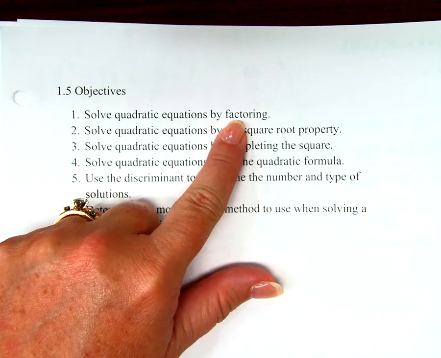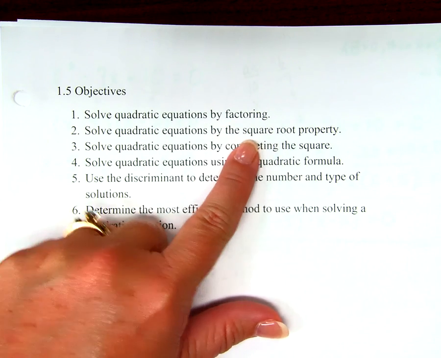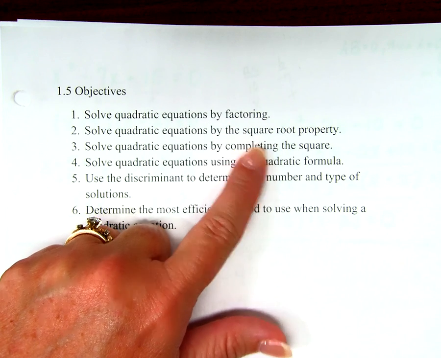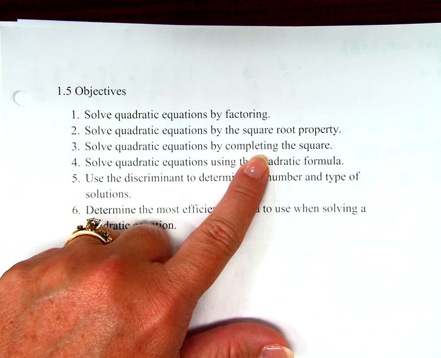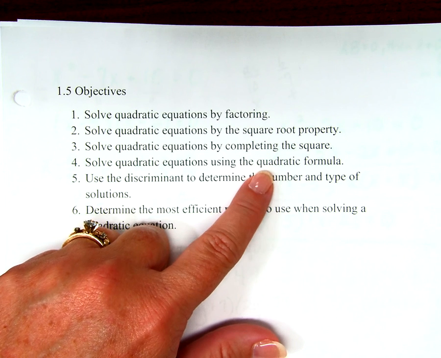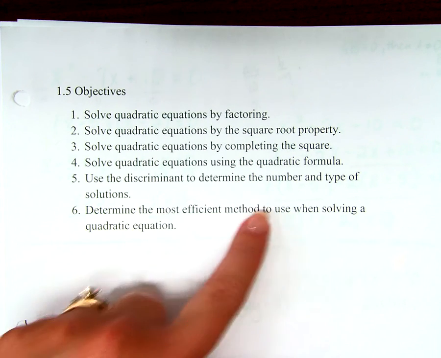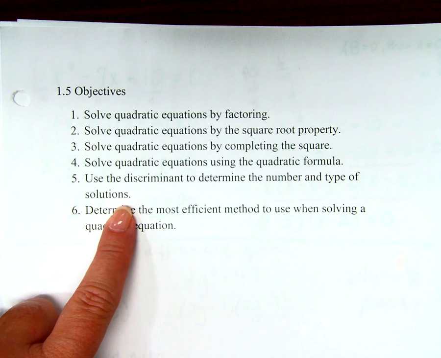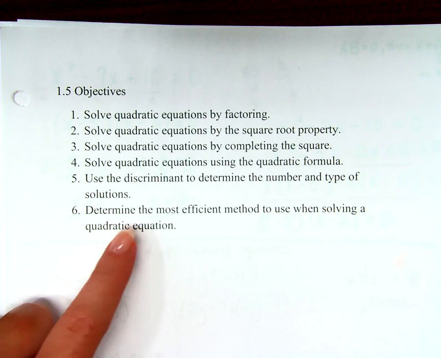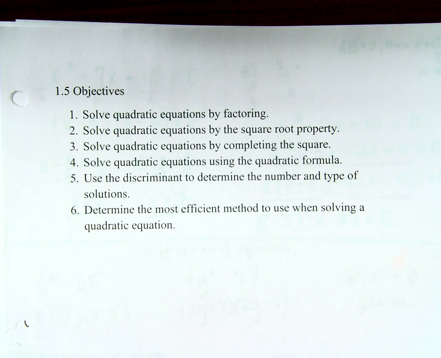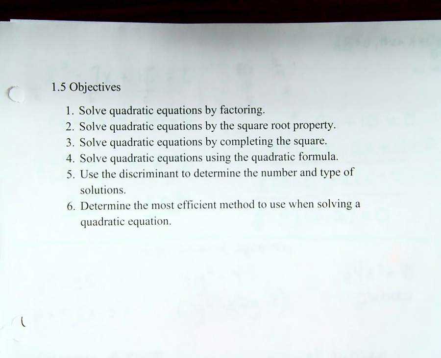How do you feel about factoring? Okay. How do you feel about square root property? Good. Completing the square? Yeah. Okay, that's fine. Quadratic formula? Can you look at the discriminant and tell me the number and type of solutions there's going to be? Can you determine the most efficient method to use when solving the quadratic formula? Or quadratic equation, excuse me. Yes?